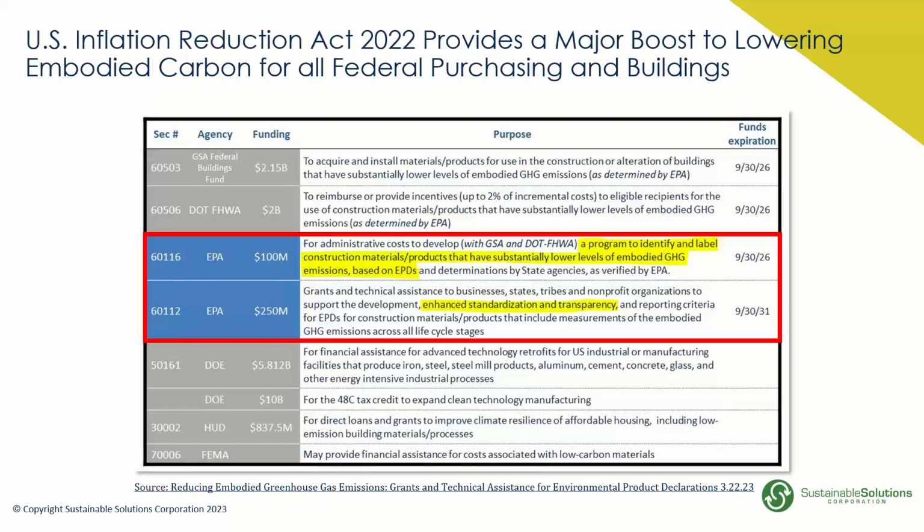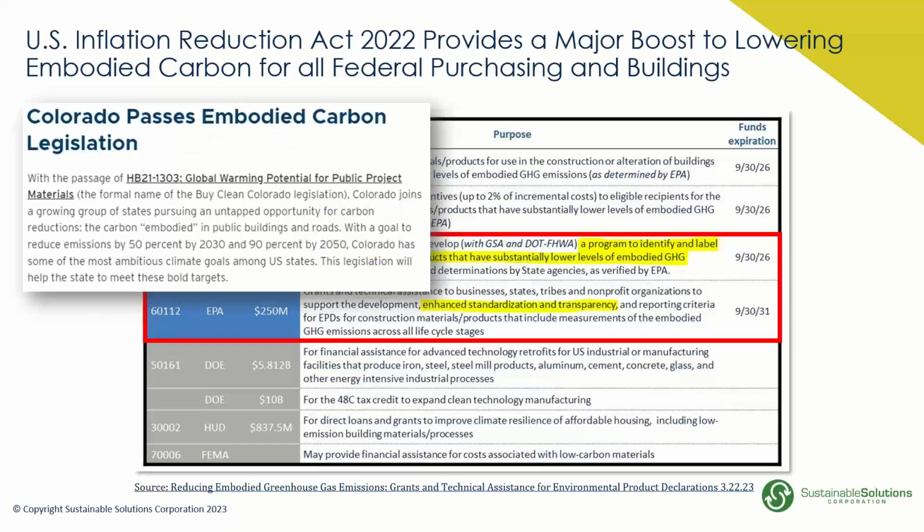I do want to emphasize also, when we're talking about third-party certifications and making sure you're communicating and documenting how you've done your LCAs and EPDs and product carbon footprints, that the federal government under the Inflation Reduction Act is actually focusing over $100 million right now on developing a program to label construction materials and products that have substantially lower levels of embodied greenhouse gas emissions based on their EPDs. And they're also really focusing on enhanced standardization and transparency for EPDs. So we know that in the building world, it's a big deal.